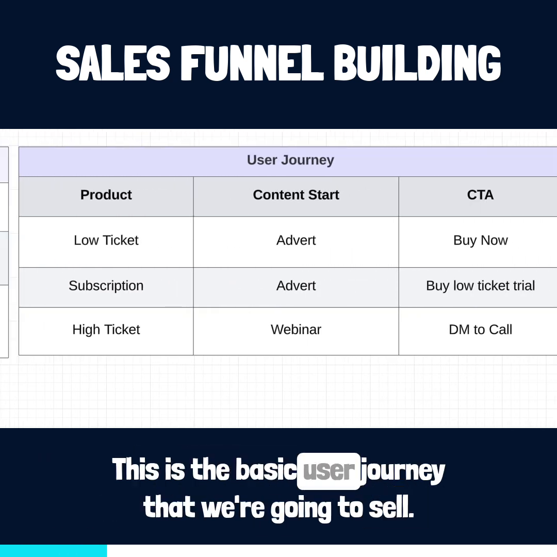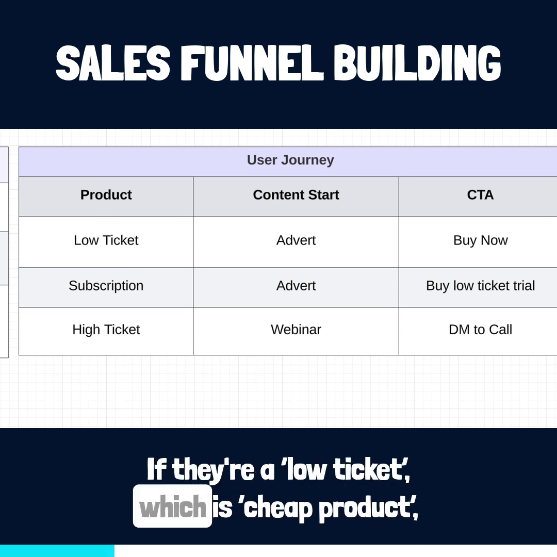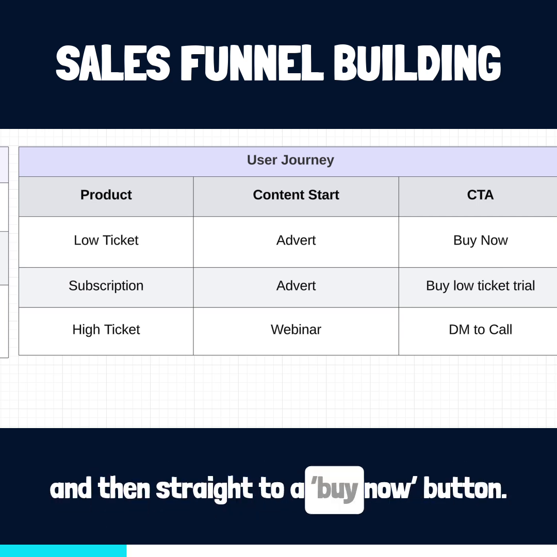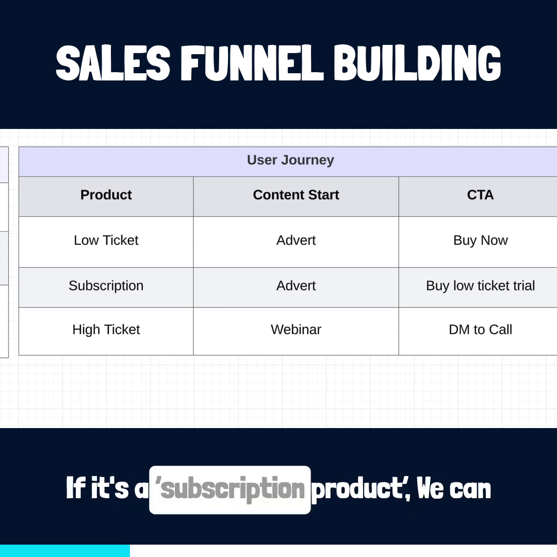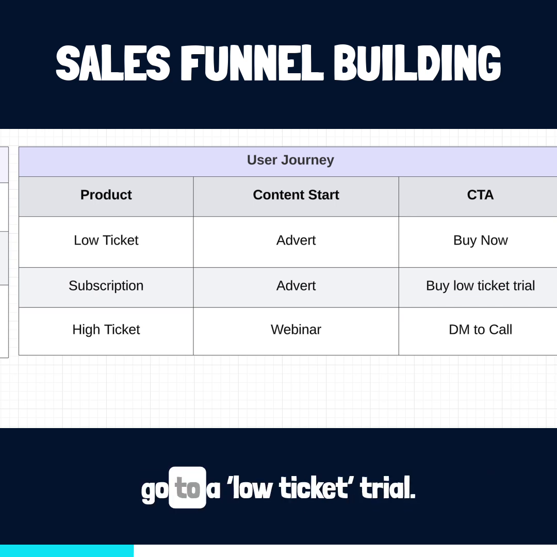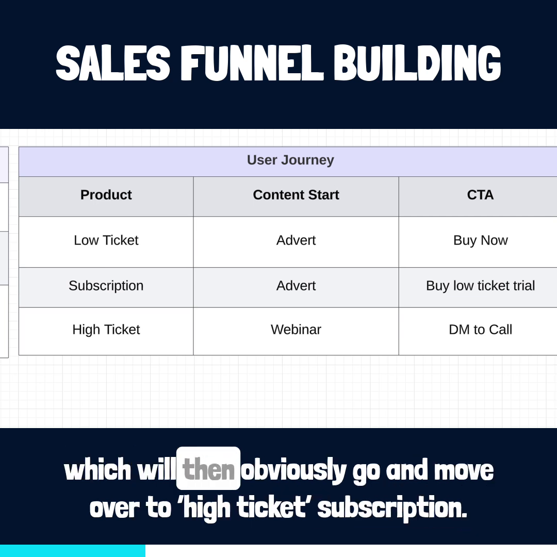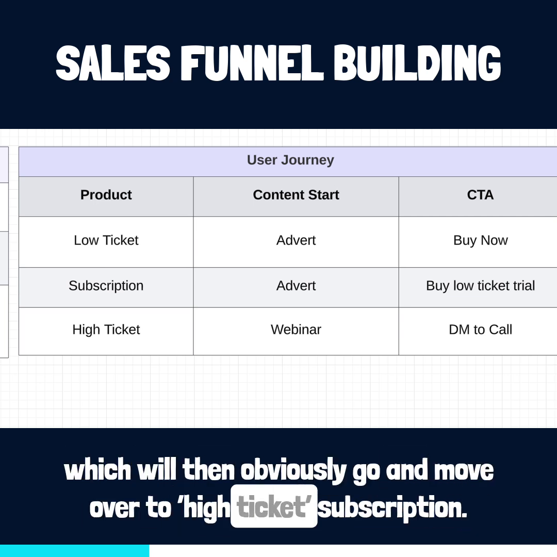So if they hit the website, we can retarget from there. And this is the basic user journey that we're going to set up. If it's a low ticket, which is a cheap product, we will probably just have an advert which has got the right text in, and then go straight to a buy now button. If it's a subscription product, we will do this on a low ticket trial. So we're going to have an advert and it will have buy low ticket trial on there, which will then obviously move over to a high ticket subscription.